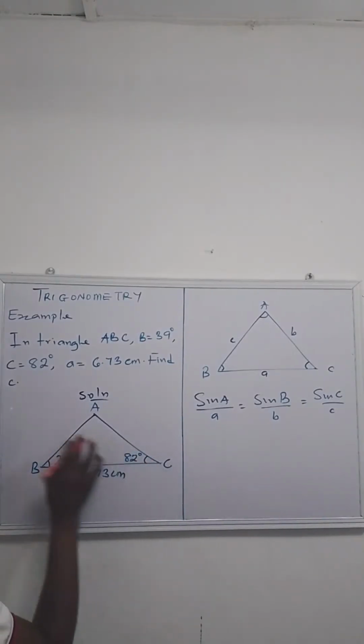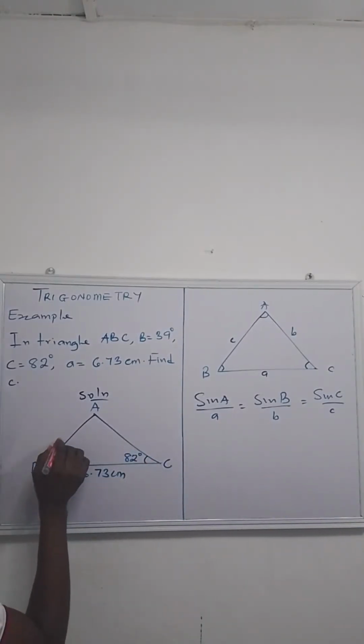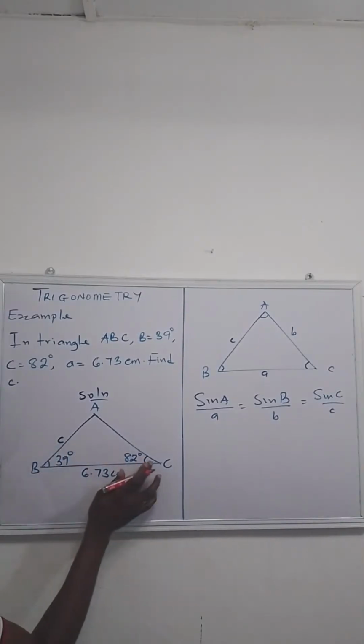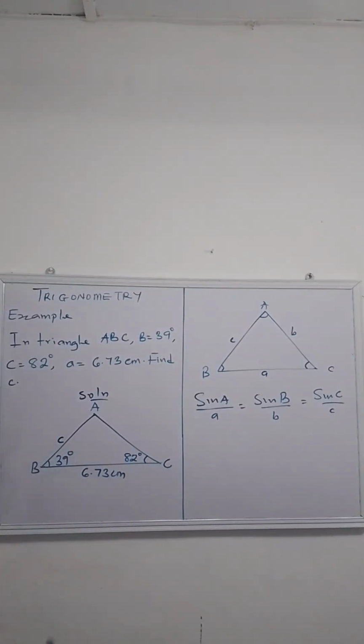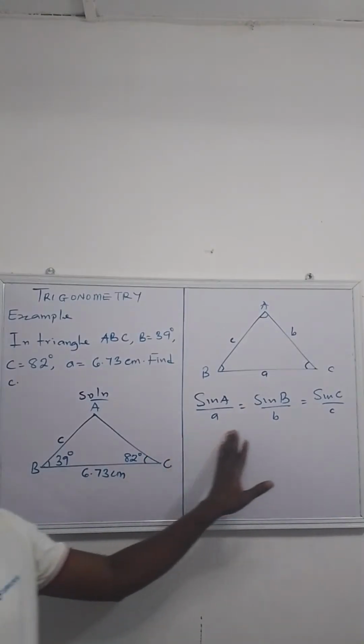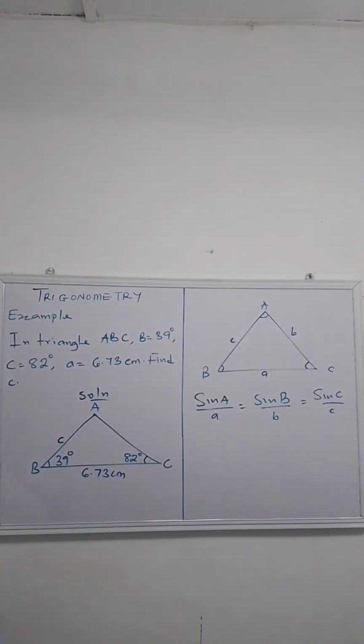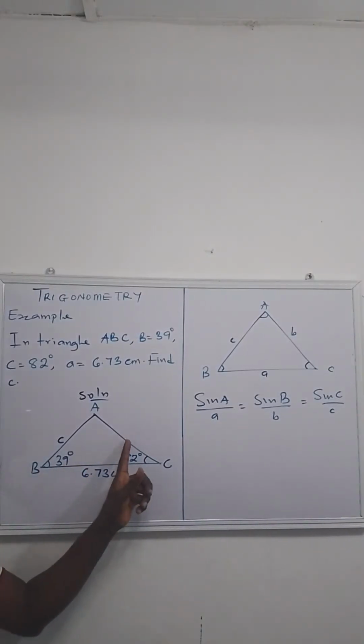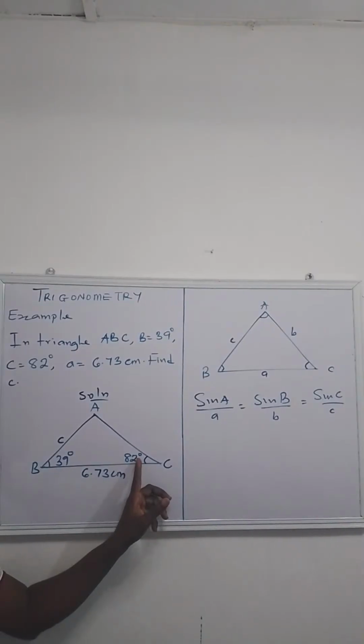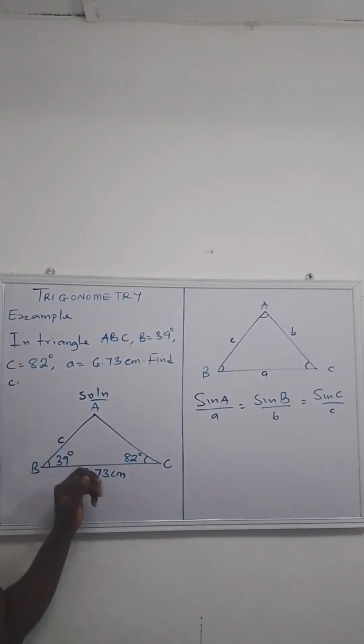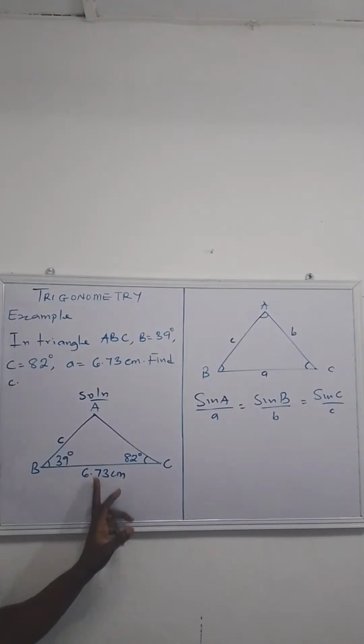Now this is angle C, so this place is going to be side C. The side that is opposite to angle C is what we call side C. So how do we get this? I said earlier that if I must use the sine rule, I must be able to show you an angle and its side. So let's look at it now. I have angle B, no side. I have angle C, no side. I have side A, no angle.